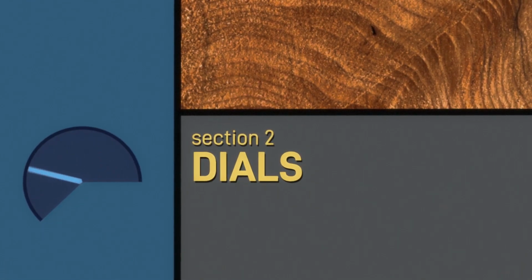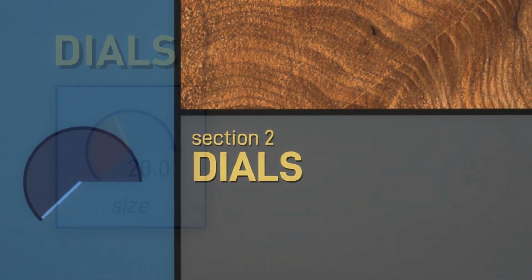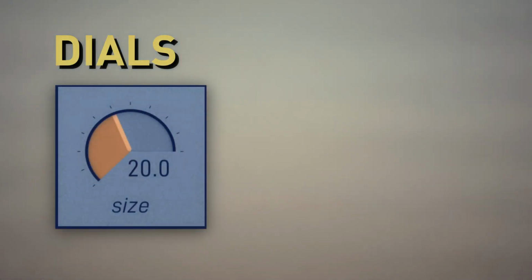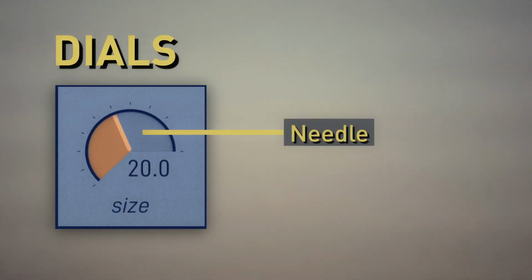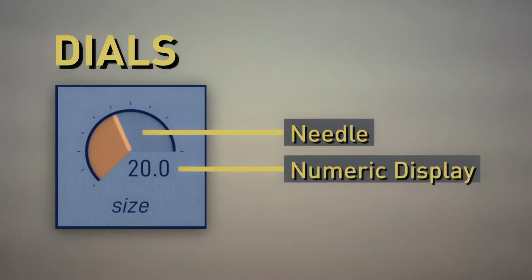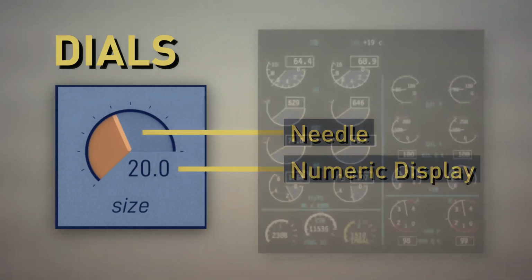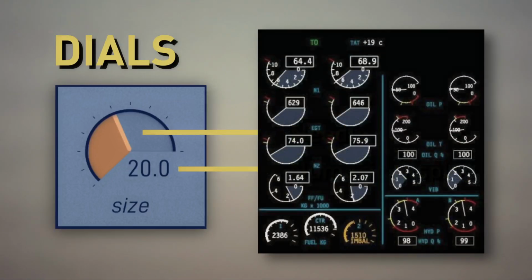Dials are a girl's best friend, and they're probably the most used part of the interface. A bright line inside a semicircular area shows the value of a dial. Next to that, we have the same value in numeric terms. This design was actually inspired by aviation equipment.